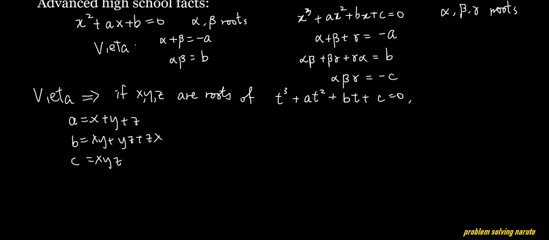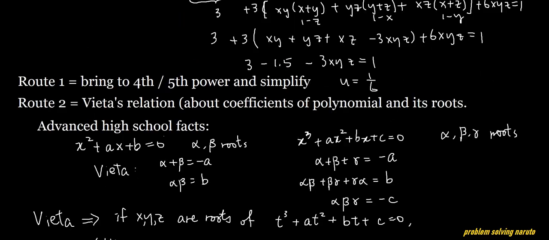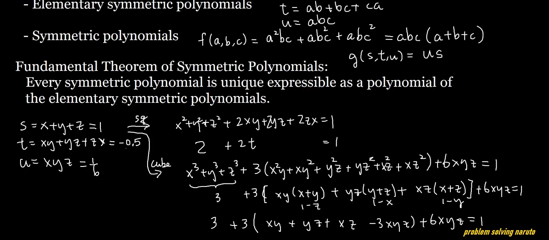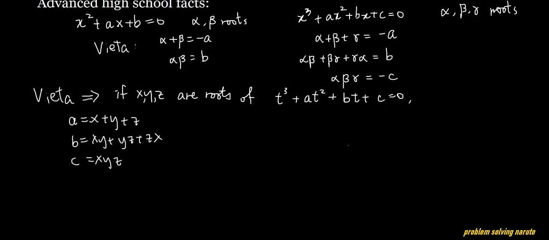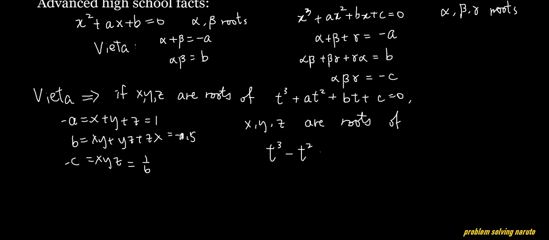Okay. So basically, in other words, you can just plug in these 1, -5, -0.5, 1/6 to here. But remember there is some negative. So I know that the elementary symmetric polynomials are 1, -0.5, 1/6. That means x, y, z are roots of the polynomial t^3 - t^2 - 1/2 t - 1/6.